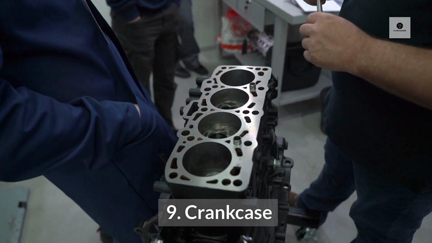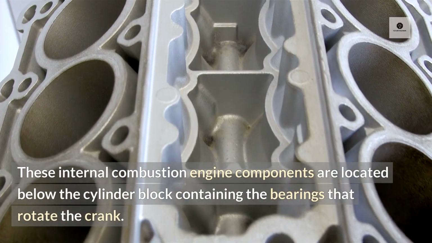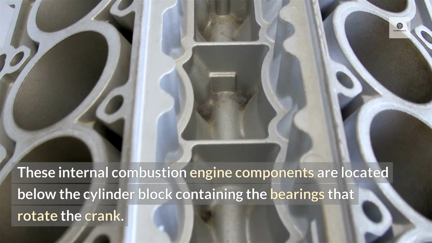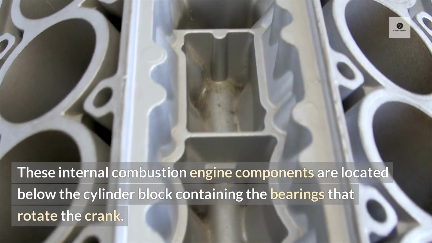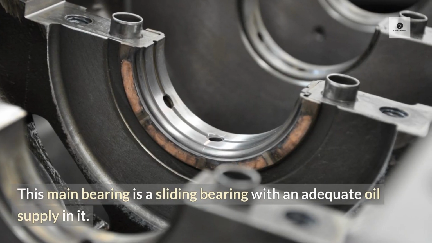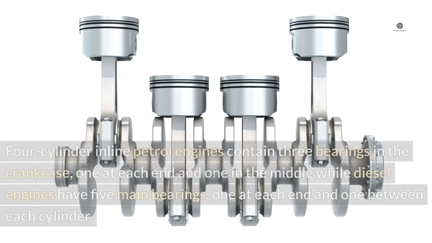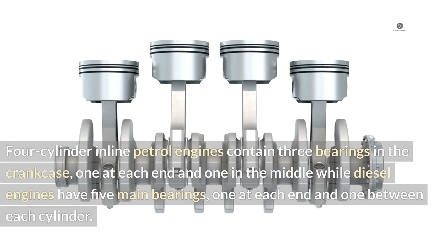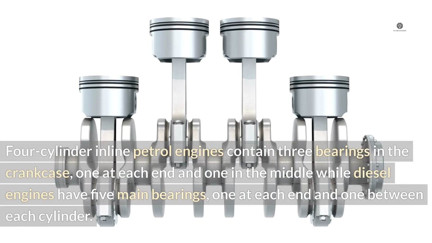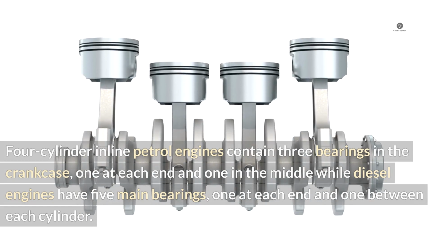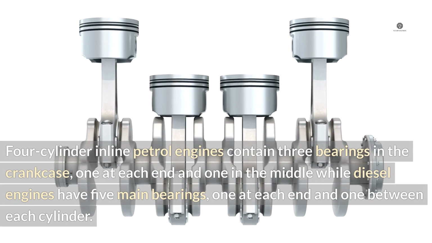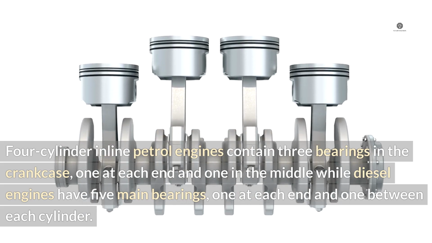9. Crankcase. These internal combustion engine components are located below the cylinder block containing the bearings that rotate the crank. This main bearing is a sliding bearing with an adequate oil supply in it. 4-cylinder inline petrol engines contain 3 bearings in the crankcase, 1 at each end and 1 in the middle, while diesel engines have 5 main bearings, 1 at each end and 1 between each cylinder.